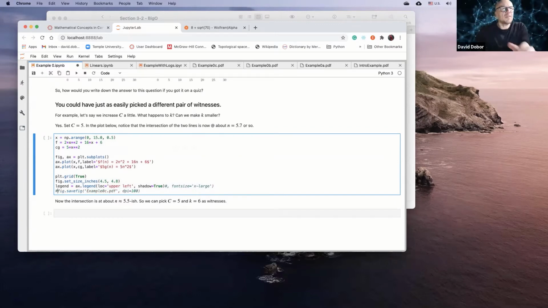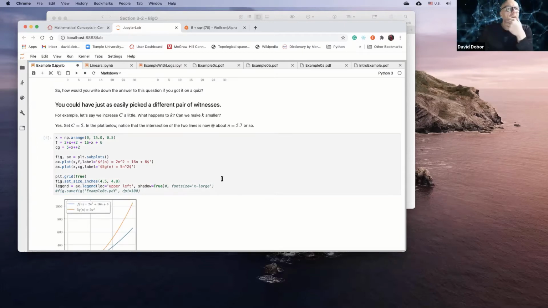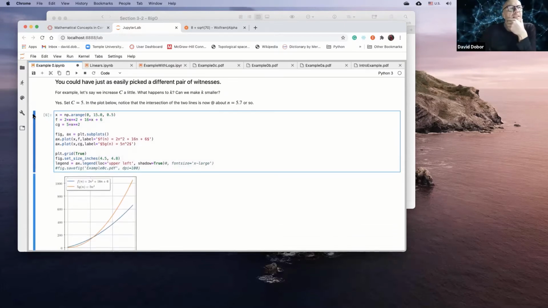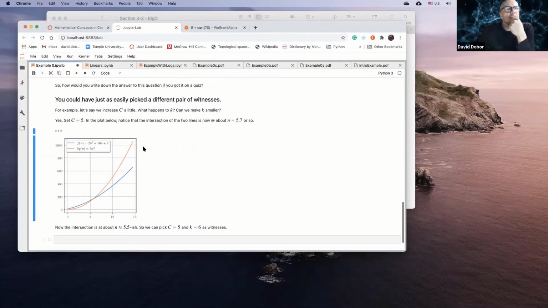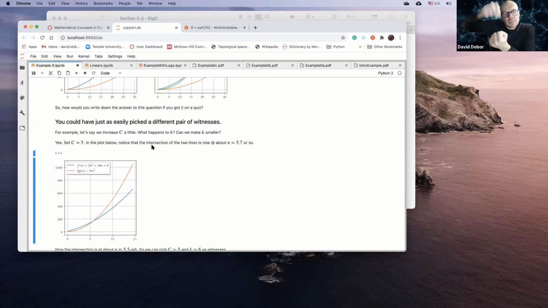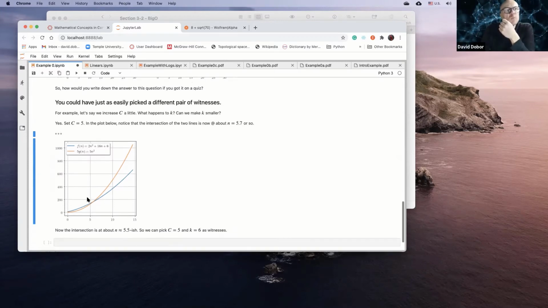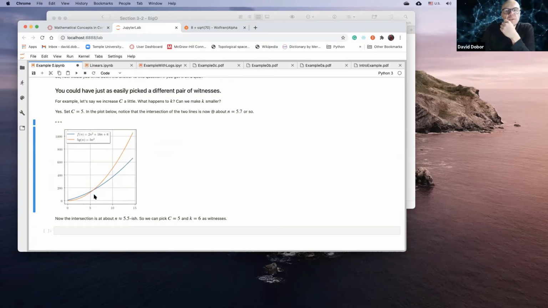The thing is that you could have picked a completely different pair of witnesses. We stretched this g function 3 times, and when we stretched it, it intersected the blue line. But it didn't have to be stretched by that amount. You can stretch it by a different amount. This time, you multiply g(n) by 5, and the intersection point becomes lower, about 5.5-ish.